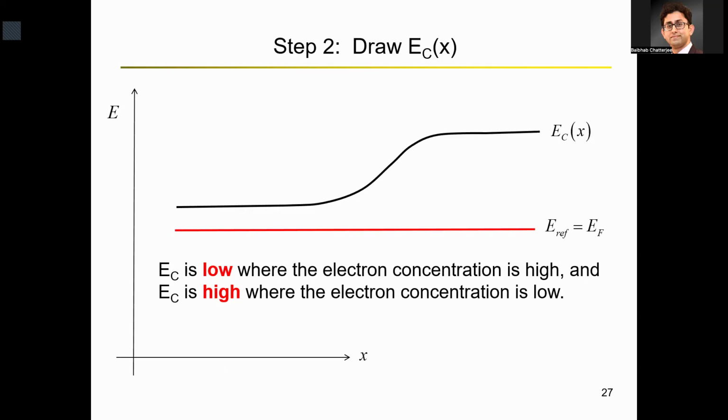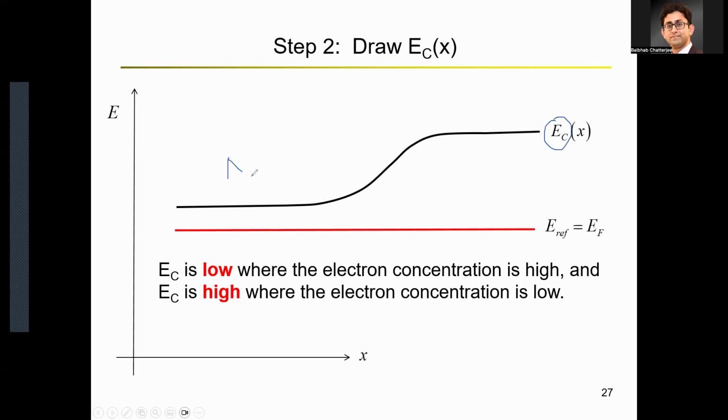All right. Now, if we assume that to be true, then this is how the conduction band energy will look like for an NP junction. So the N was drawn on the left side. The energy will be low when the electron concentration is high, and the energy will be high when the electron concentration is low. Okay.